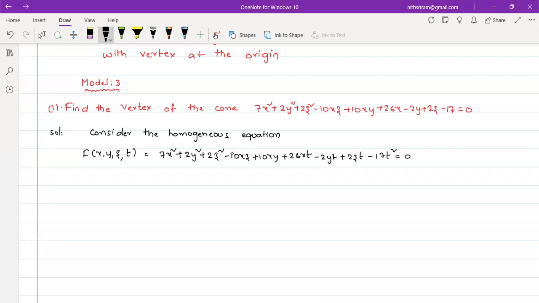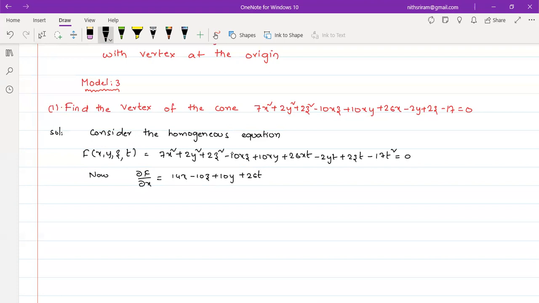Okay. So after that we have to find the partial derivatives with respect to x, y and z. So first I am finding with respect to x. So f by x, with respect to x, we get 14x minus 10z plus 10y plus 26t. Okay. So since we are having x terms, the first term that is 7x square, the derivative for x square is 2x. So 2x into 7 is 14x.